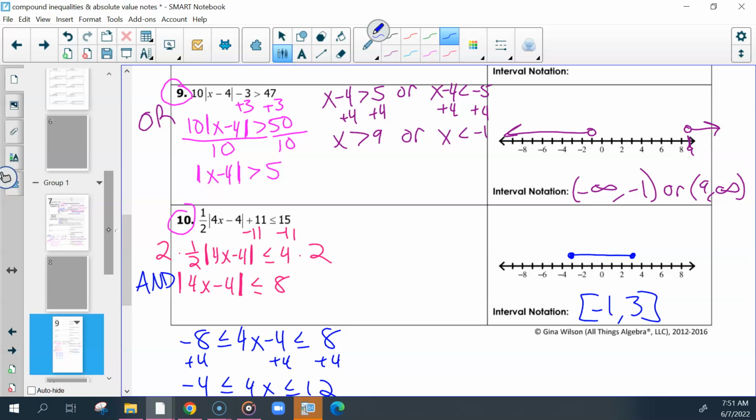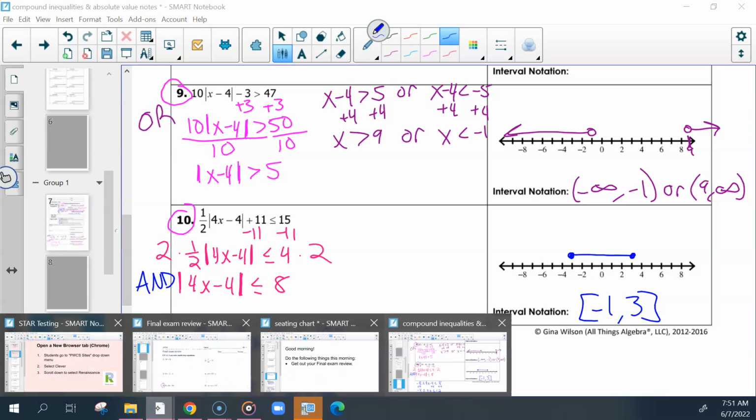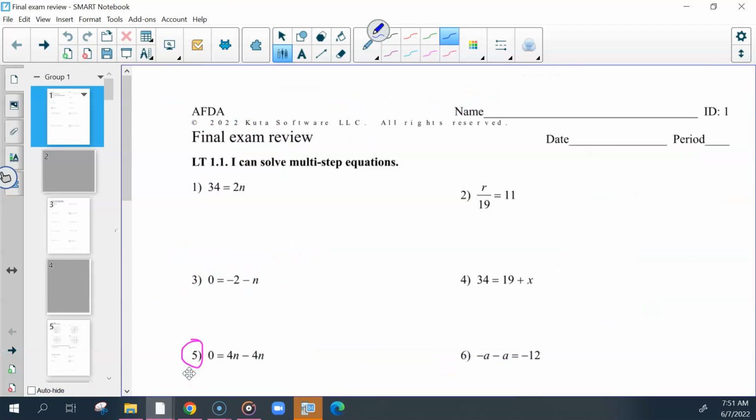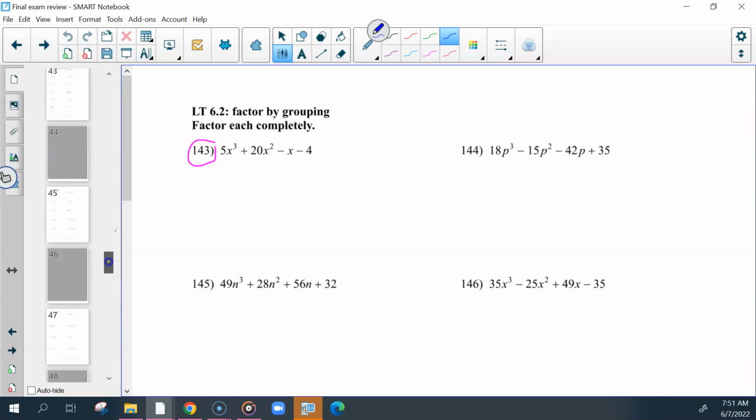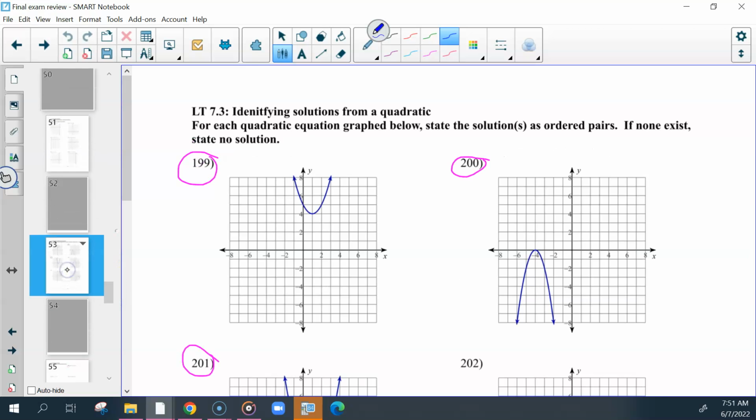So we're going to continue with our final exam review. Those of you not doing the final exam, if you want to keep working on this or do other things, that's fine. I believe we are almost done. We'll either finish today or tomorrow.